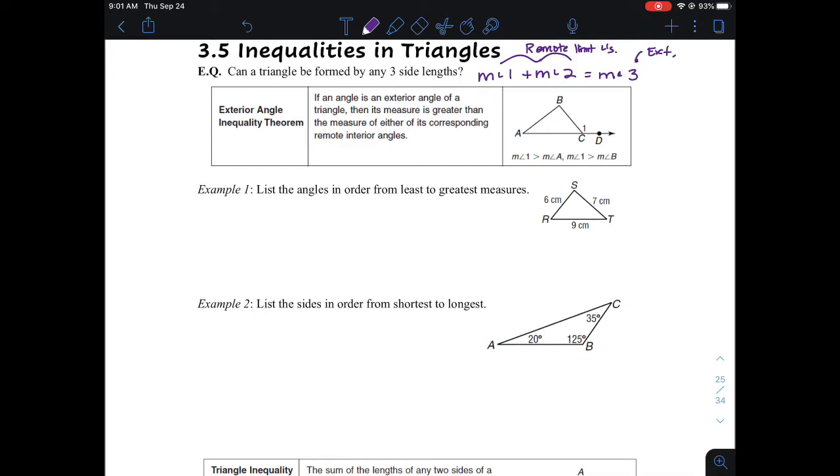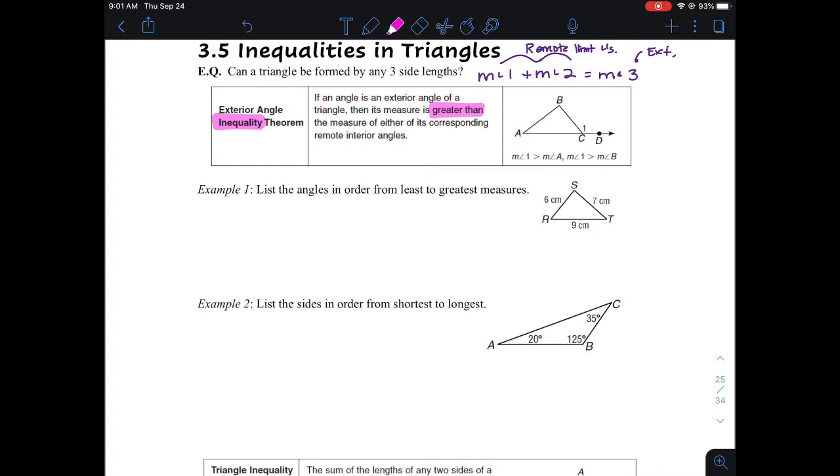Okay, so what the inequality says, because it's a little bit different, it's pretty much the same thing. We're just not going to have an equal sign. It says if an angle is an exterior angle of a triangle, then its measure is greater than the measure of either of its corresponding remote interior angles.